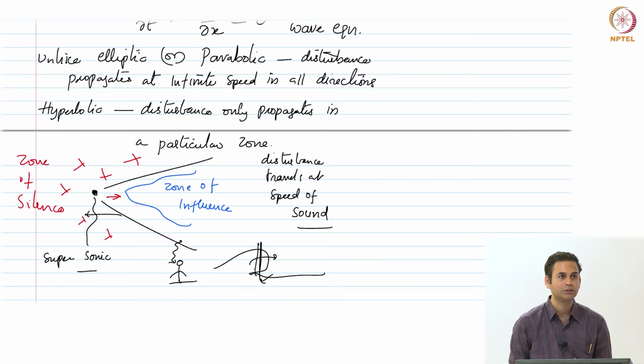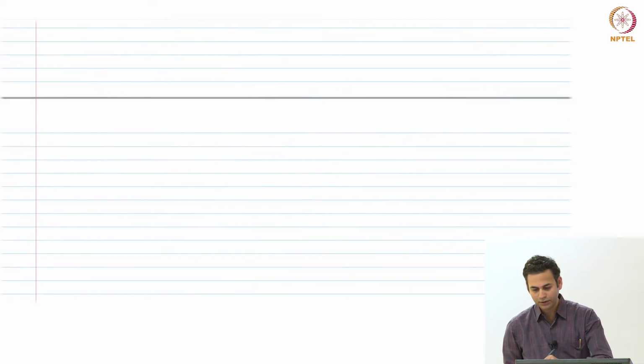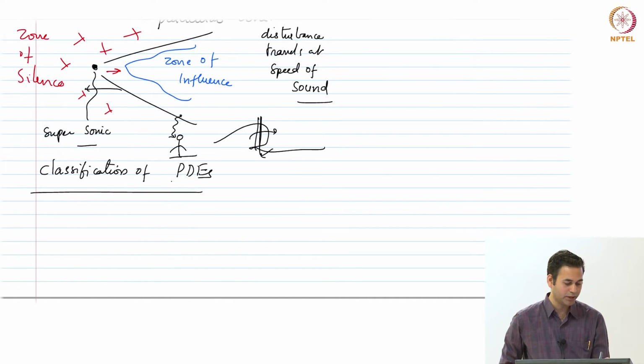Other questions? Okay, then let's move on. Now we have seen how the physical behavior happens. We'll also look at a classification method of these partial differential equations. When we say classification, of course, these are two generic terms, so we are looking at a particular method of classifying them.